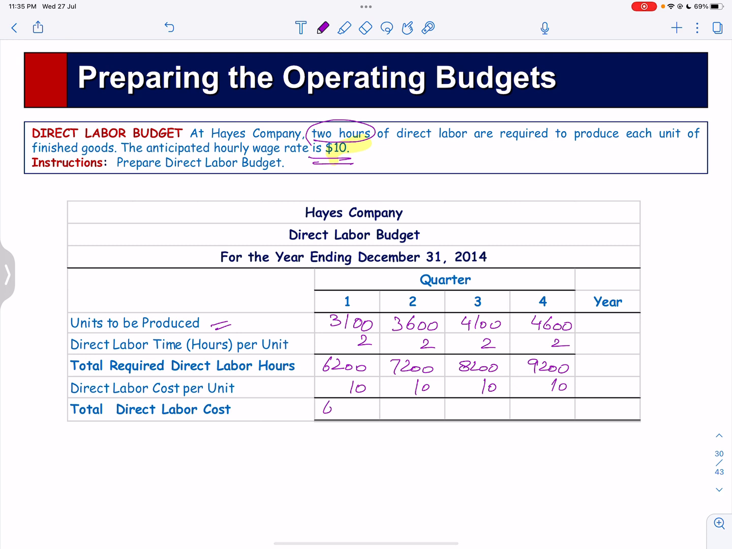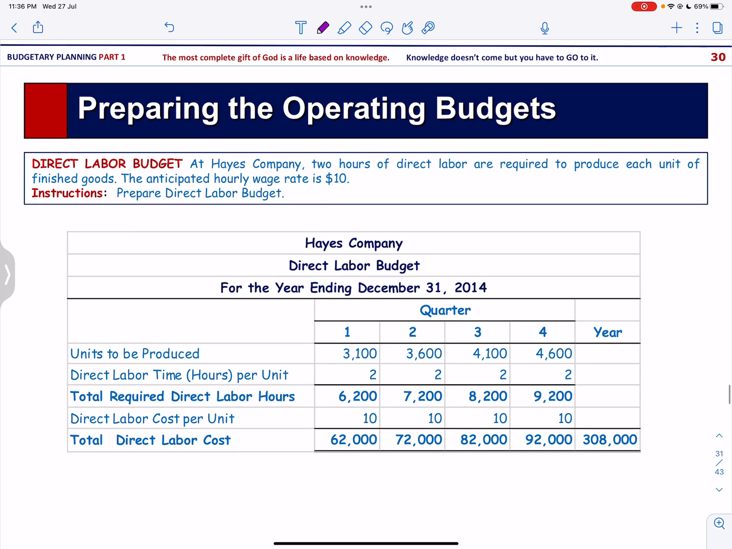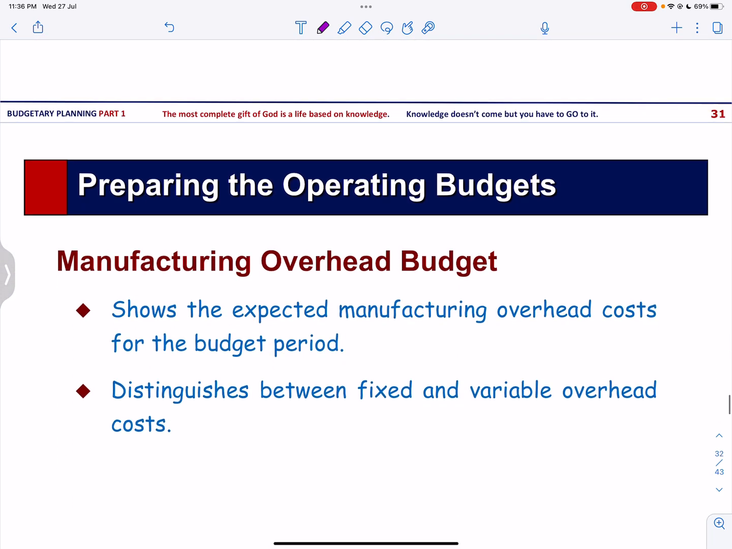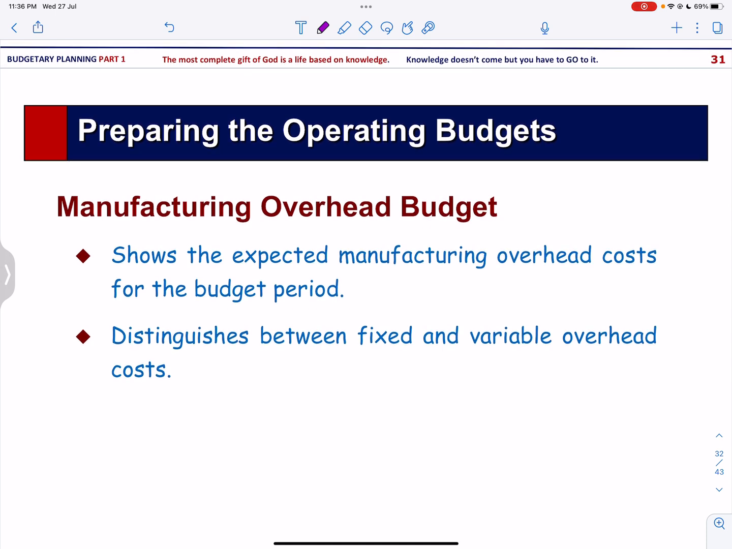So we will now multiply it by 10. And this will be equal to 62,000, 72,000, 82,000 and 92,000, and the total budgeted labor cost for the year will be 308,000. Once again, I have put this in an Excel sheet for your convenience to read. And after preparing the direct labor budget, the next budget to be prepared is the manufacturing overhead budget. Now, manufacturing overhead budget shows the expected manufacturing overhead cost for the budget period. It distinguishes between fixed and variable overhead. We will look into an example about it. And now let us solve an illustration on manufacturing overhead.